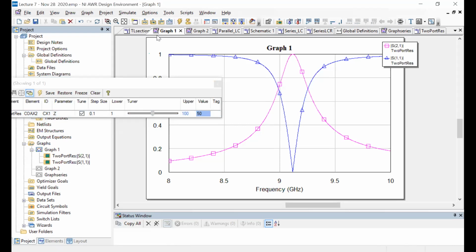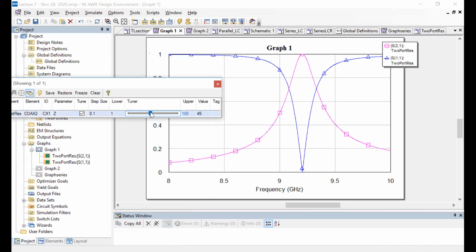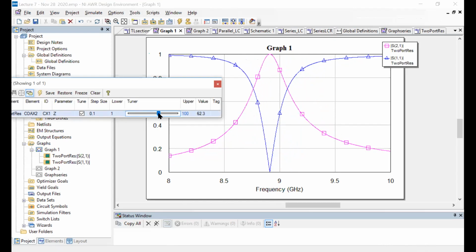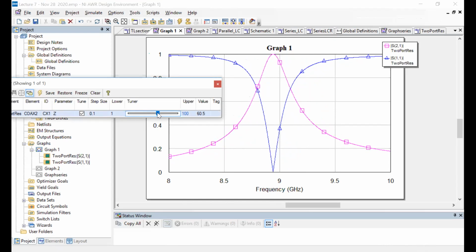The effective model for that section of transmission line is a parallel LC, and the L and the C are related to the characteristic impedance of the transmission line which is used. Okay, so if I lower the characteristic impedance, then the frequency is going up, and if I increase the characteristic impedance, the frequency is going down in this case. Okay, now this is actually not so obvious.